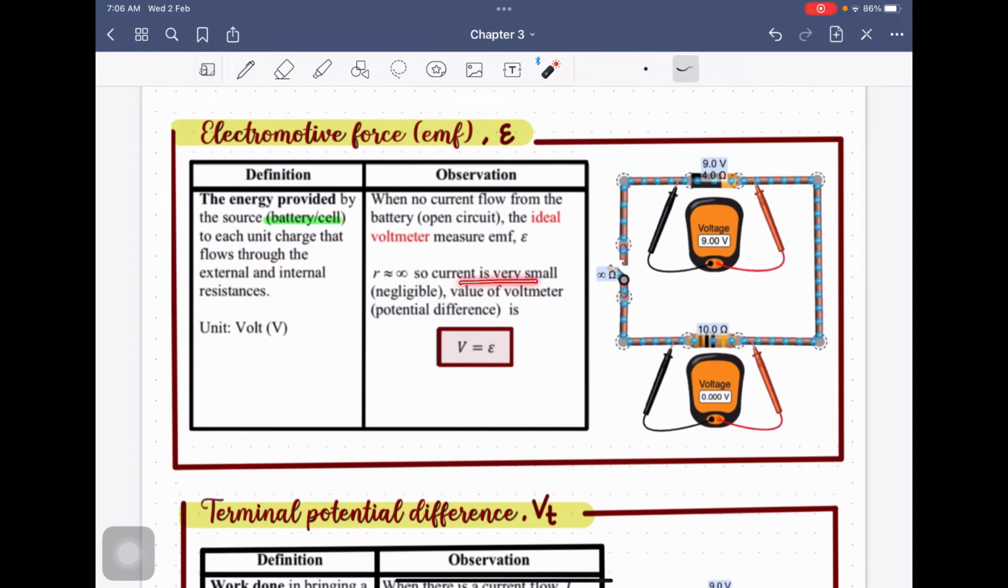Okay, sebab R, internal resistance, okay, is large. So, current is very small. So, kita boleh abaikan the negligible. So, the value of voltmeter, okay, dia akan baca apa? Potential difference kat situ, dia akan baca the cell battery. Okay, sorry, dia akan baca the EMF of the battery. Okay, so V sama dengan EMF. Okay, itu untuk contoh yang pertama. Okay, ini just observation adalah dapatan daripada eksperimen yang kita buat.